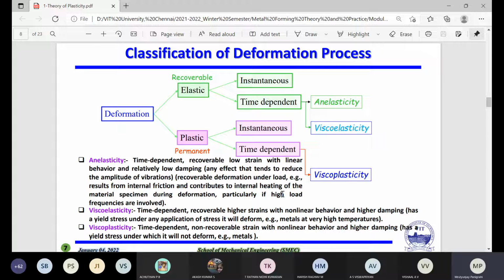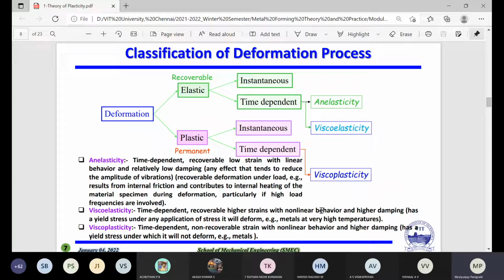But I put one slide. Maybe you will find that interesting. And viscoelasticity, this is, for example, metals. For example, I put here metals at very high temperature. Okay, so that means this is time dependent, okay, and recoverable, with higher strains and nonlinear behavior.